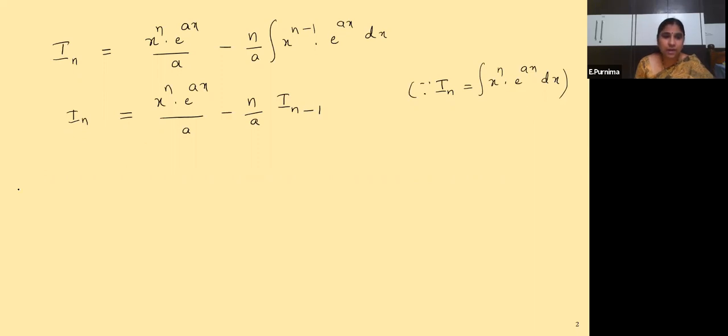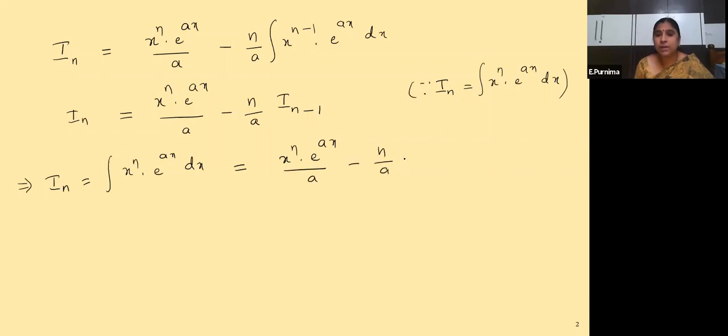So this implies In is equal to, what is our actual sum, children? x to the power of n into e to the power of ax dx, is equal to x to the power of n into e to the power of ax by a minus n by a into In minus 1. Okay, now this is your reduction formula for the function of such form.